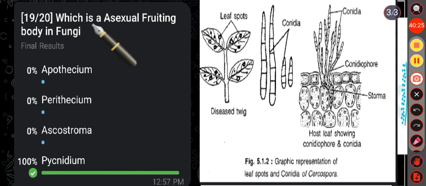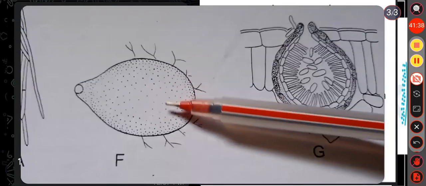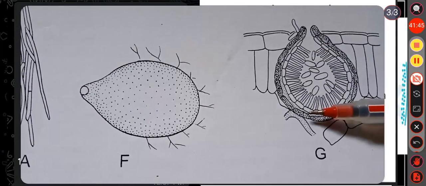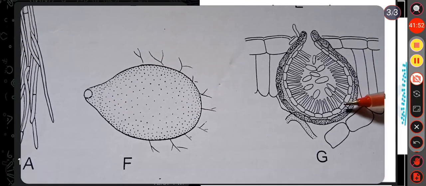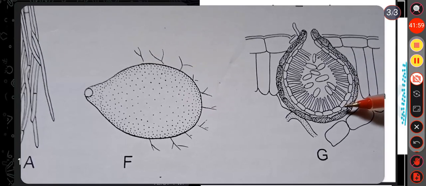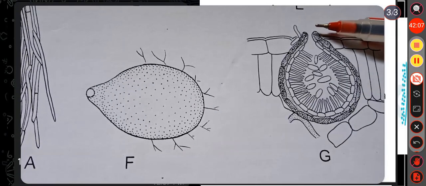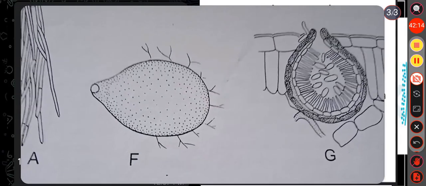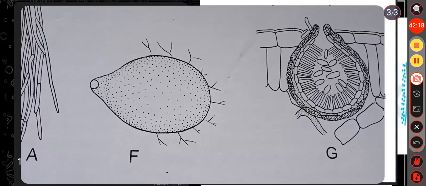Then next question, which is an asexual fruiting body in fungi? Option A apothecium, option B perithecium, option C ascostroma, option D pycnidium. Here the correct answer is option D, that is pycnidium. So you can see here the entire structure of a pycnidium, and it is the vertical section of a pycnidium. It is a complex structure, globose or flask shaped and hollow. Its inner wall is lined with a layer of conidiogenous cells of various types. It opens to the exterior by a circular ostiole, right? So pycnidium is an asexual fruiting body in fungi.